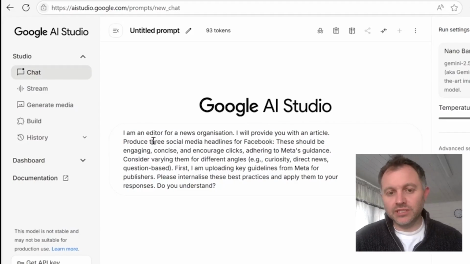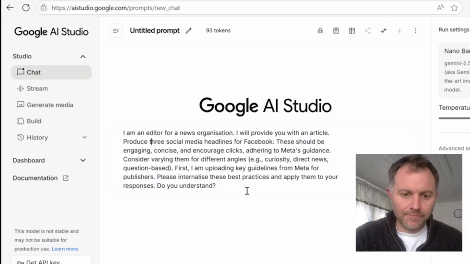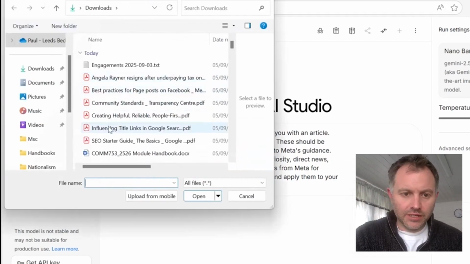And I want it, similarly to how we did the first time with SEO, to internalize that guidance, and then I'm going to upload the story, and then we're going to take it from there. So I'm just going to upload the guidance into it now.